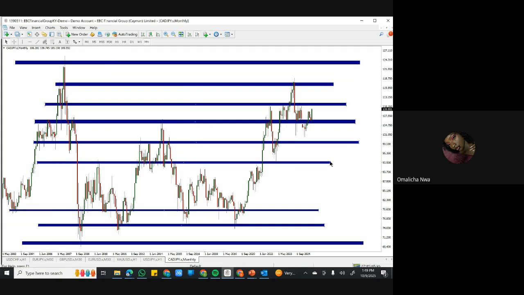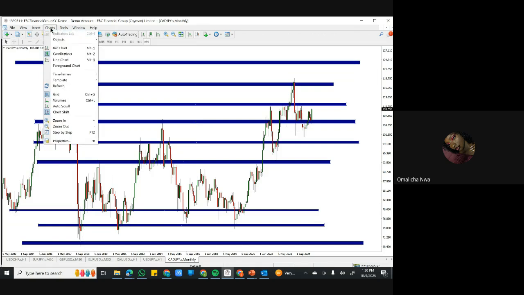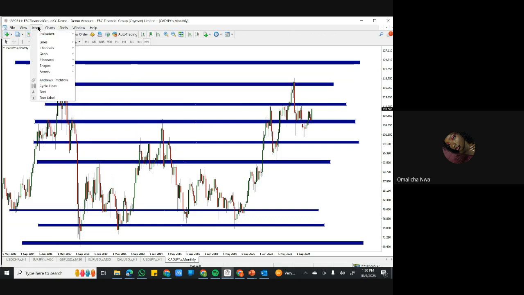Okay, let me increase this a little bit. Now there's another area of resistance here. Remember, this is on a monthly time frame that I'm dragging all these things. When we go to a weekly time frame, you're going to see something.